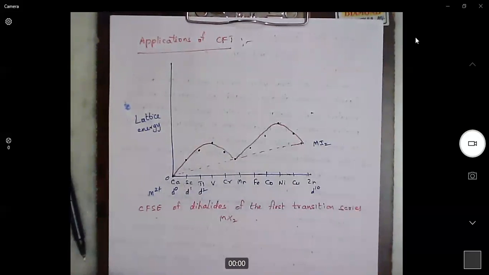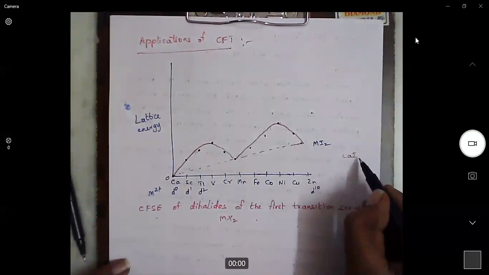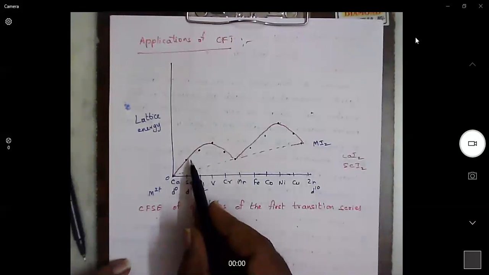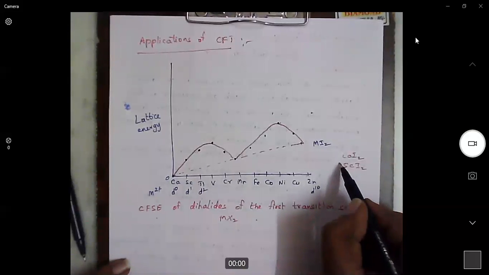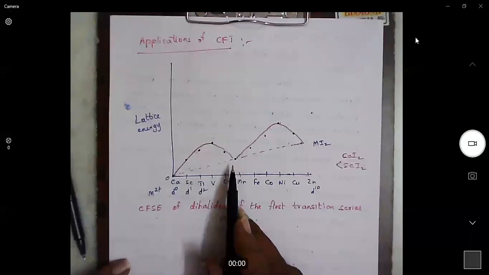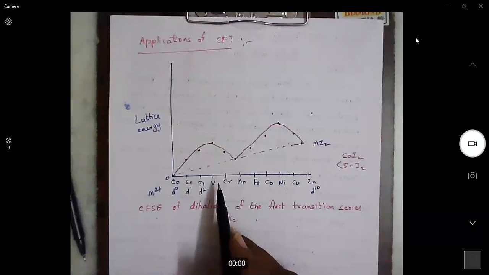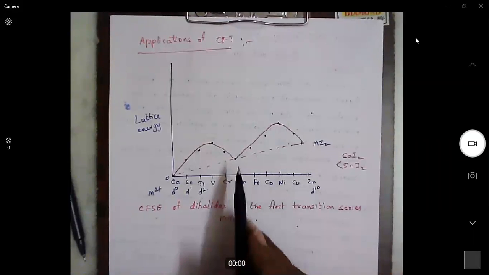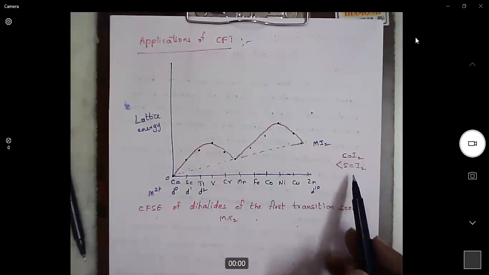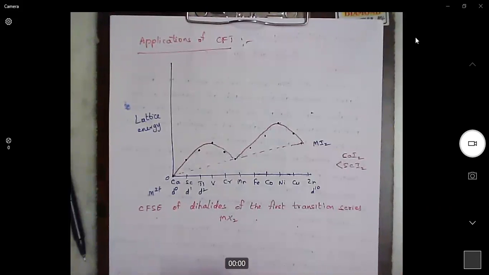Now, if you were asked to compare the lattice energies of calcium iodide and scandium iodide, which one will be larger? According to this graph, scandium iodide will be higher than calcium iodide. So from this graph, we can clearly compare, and you don't need to remember the values. We can clearly remember which one will have high lattice energy, which one will have low lattice energy.